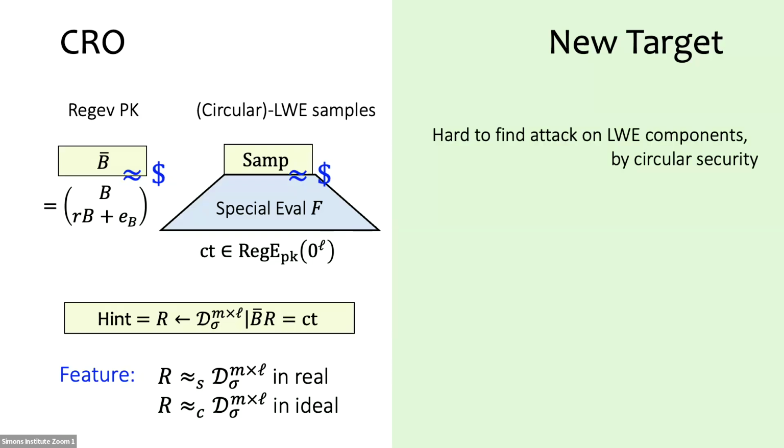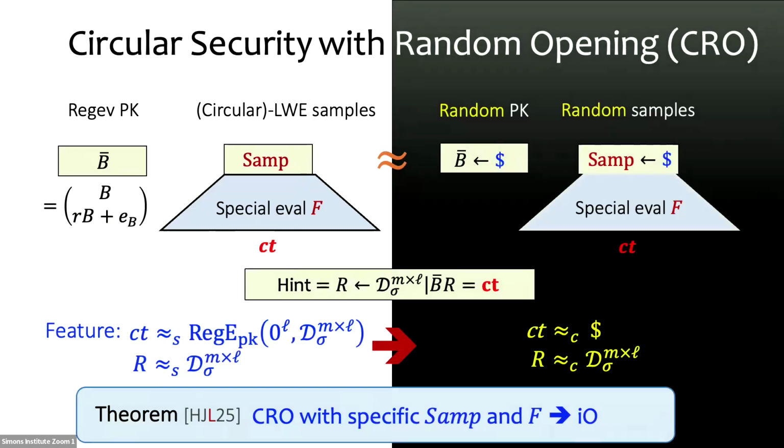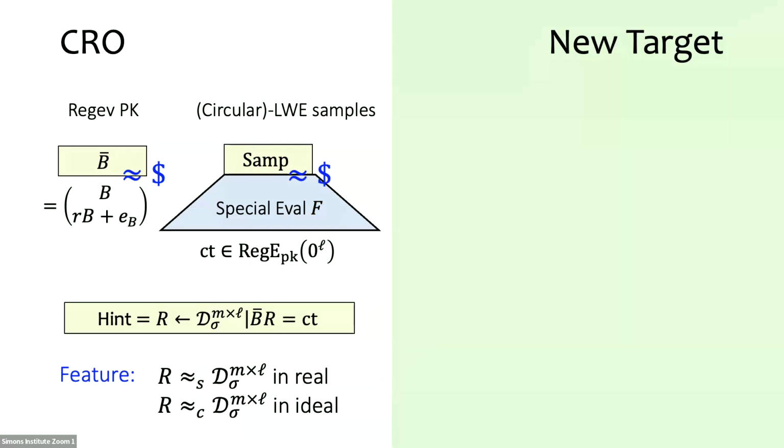How does the challenger sample R? The trapdoor in both left and right? I can tell you later, but let's not get into this right now. Let me first finish.